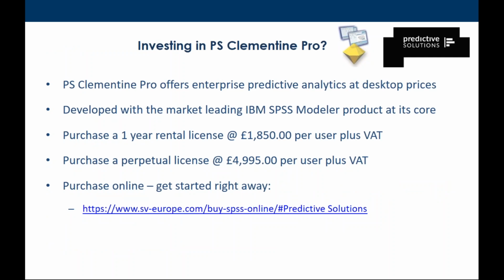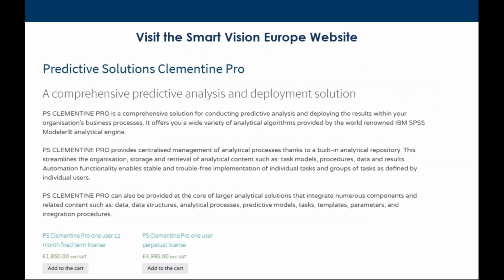So PS Clementine Pro offers enterprise predictive analytics, but at desktop prices. And it's got IBM SPSS Modeler at its core, and you've got the prices up there. So you can purchase a 1-year rental license at $1,800 per user plus VAT, or a perpetual license at just under $5,000 per user plus VAT. And you can purchase online by connecting directly to our website. You can visit the Smart Vision Europe website and add that to a cart and get started right away.